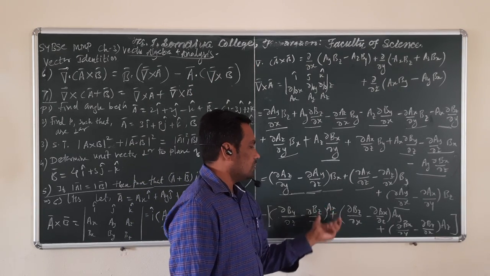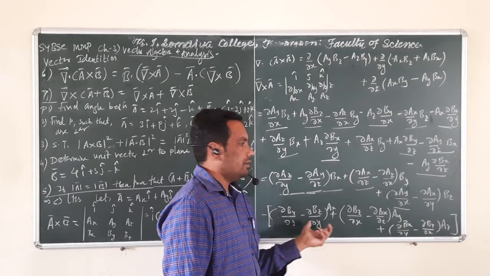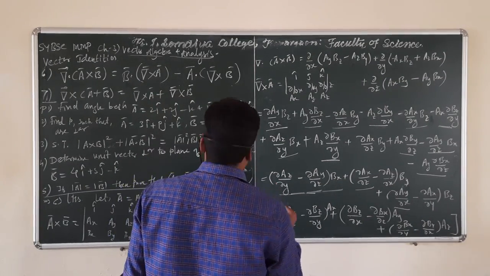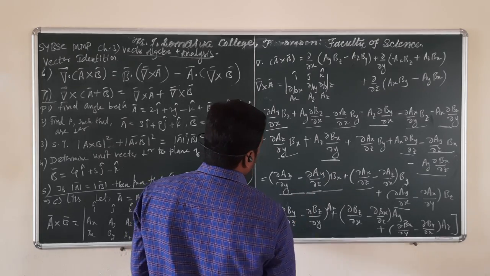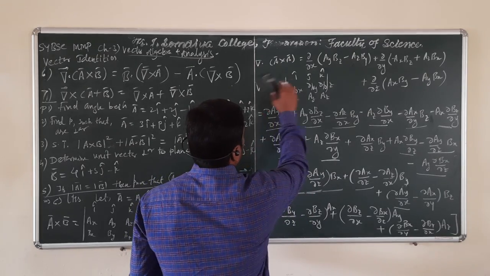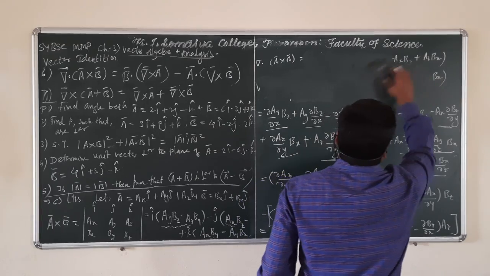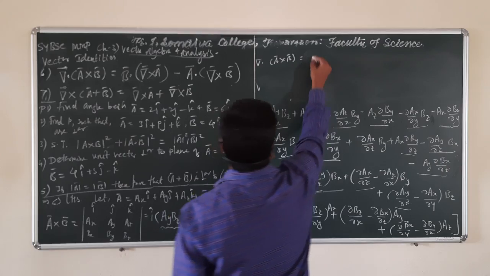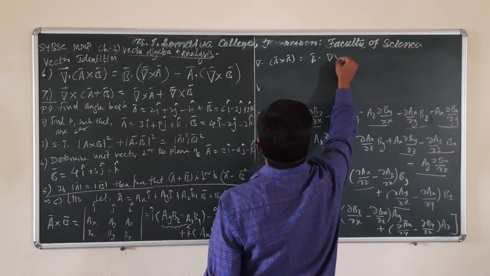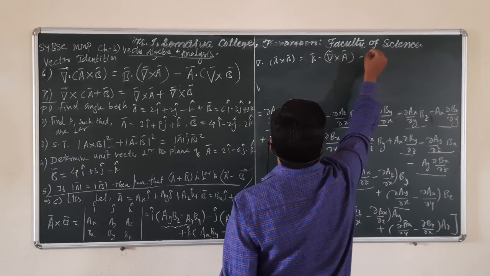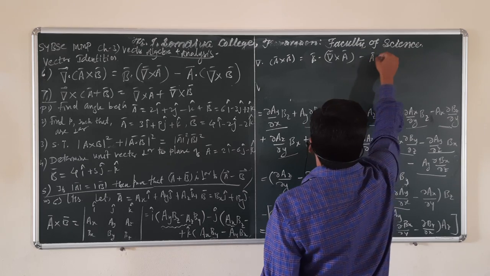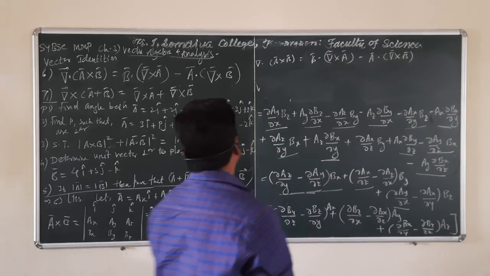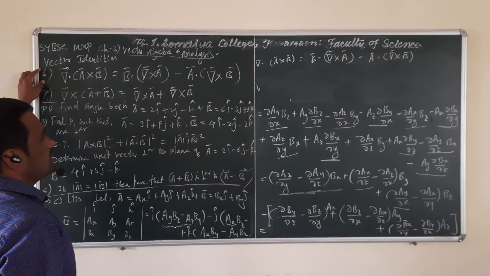So by using that property, we can say that on the right hand side, this is equal to the first term, which is nothing but vector B dotted with del cross A, minus the second term, vector A dotted with del cross B. So with this we prove identity number 6.